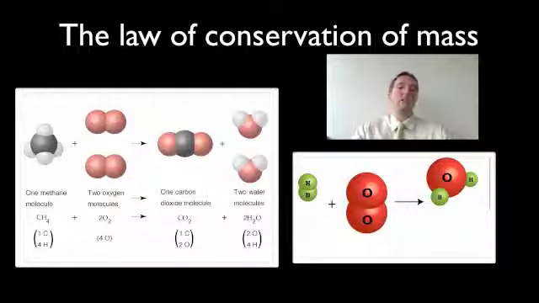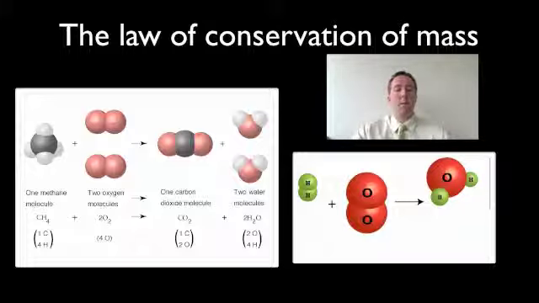When chemical reactions happen, there's always the same amount of stuff, the same amount of matter, at the end that there was at the start. This is called the law of conservation of mass. Mass is never created or destroyed in chemical reactions, unless they're nuclear reactions, but we won't go into that.